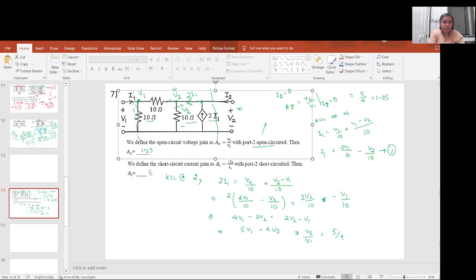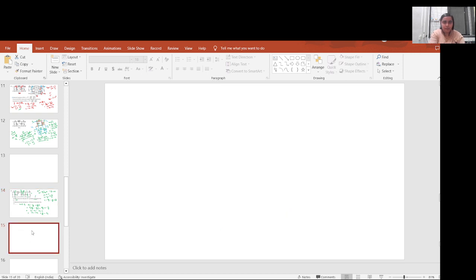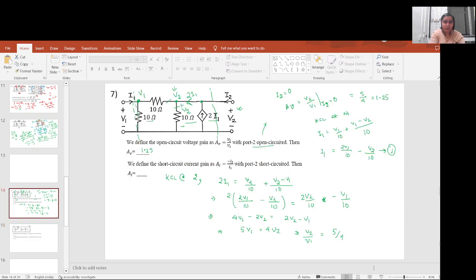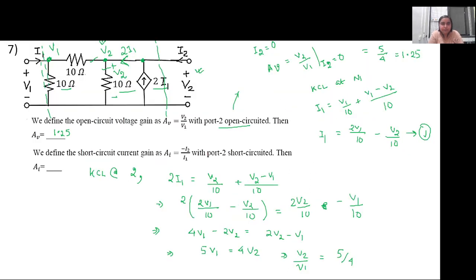Ma'am, excuse me, ma'am. Yes. There is one doubt in my mind. Okay, wait, I'll open the slide. Yeah, tell me. Suppose at the input port, I1 is entering, and from the input port I1 will be leaving. Yes. And here, since the output port is open, this I2 is 0, and the current source is giving 2I1. So 2I1 will be flowing here towards node V2.